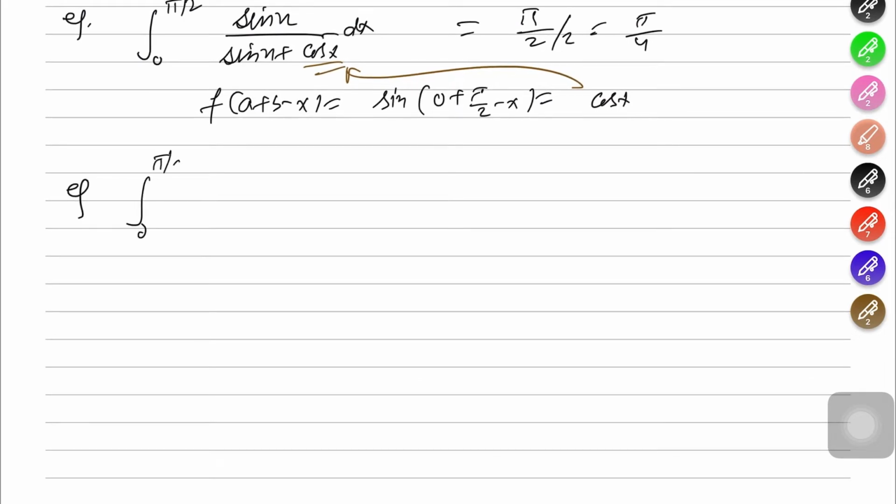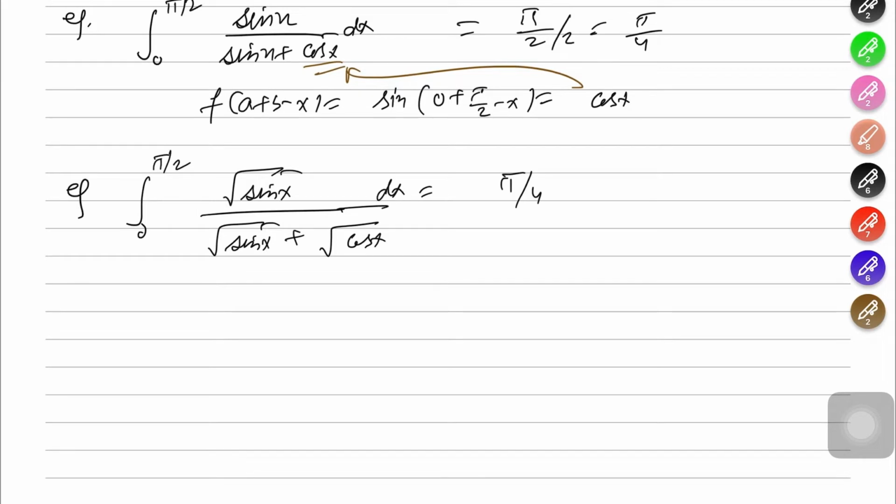The integral from 0 to pi by 2 of root of sin x upon root of sin x plus root of cos x dx. This we can also directly write as pi by 4. The same as above, because basically here f(x) is root of sin x. So that's why we can directly write it.